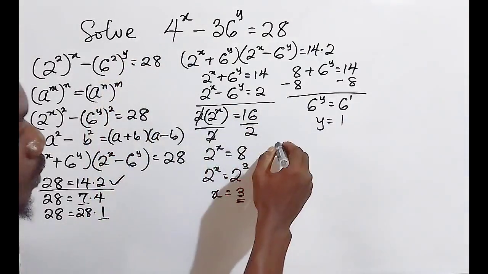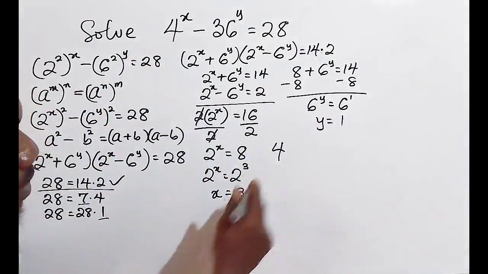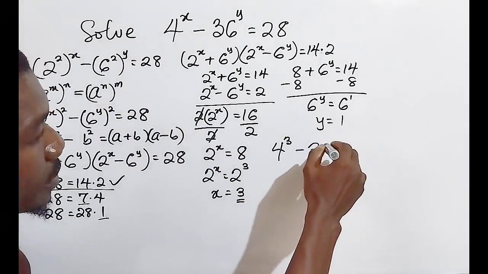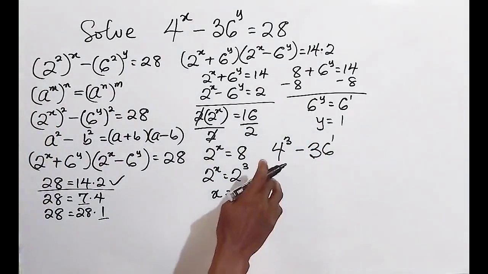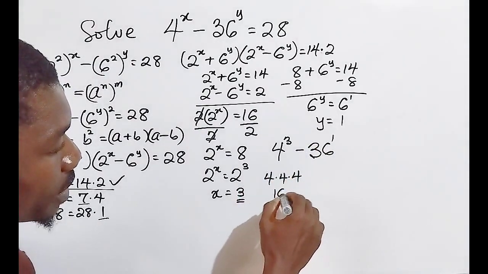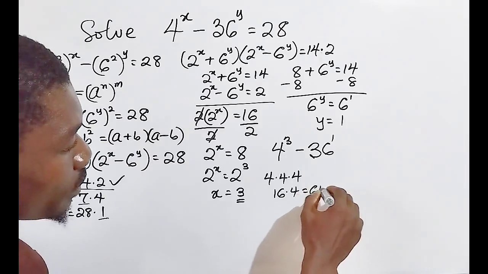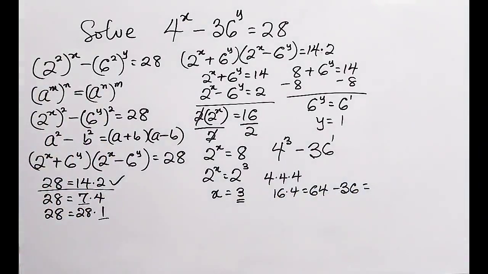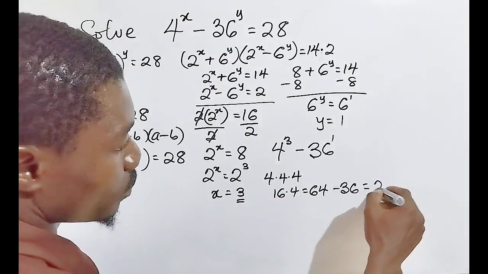Okay, let us see if it is true. Now for here, 4 raised to the power of 3, then minus 36 raised to the power of 1. Now here you have 4 times 4 times 4, which will give us 16 times 4, which will give us 64, then minus 36. I believe you know the answer. So here we have 28.